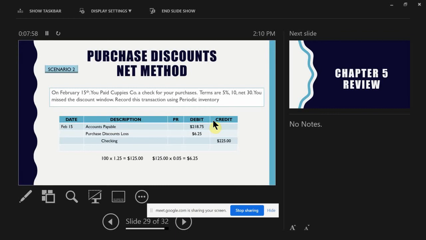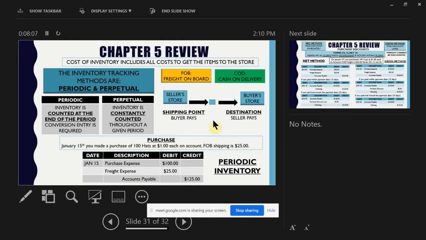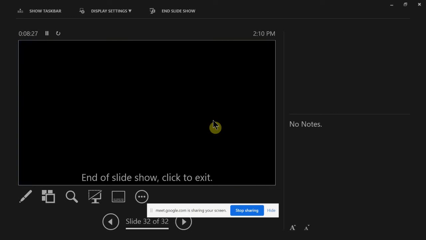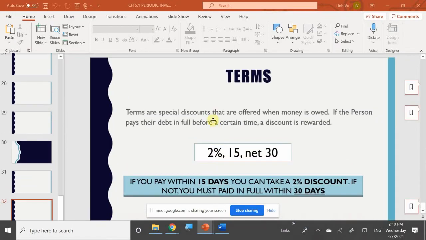So again, you may be asked to journalize a net or a gross question, so make sure that you are aware of that. So again, chapter review, right? We learned about what periodic inventory does, right? We learned that there's 2 different methods. We learned how to journalize it, okay? And we learned the difference between the net and the gross method, okay? All right. Any questions for this section?